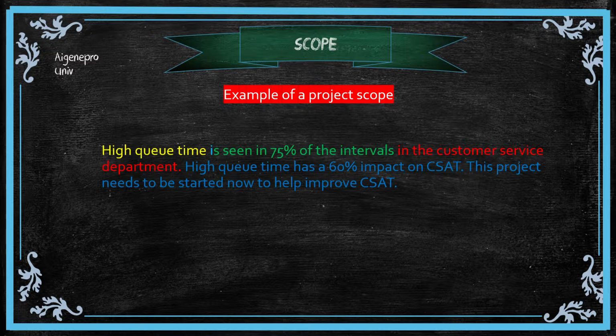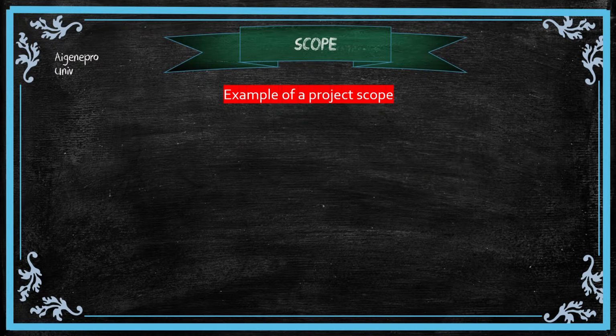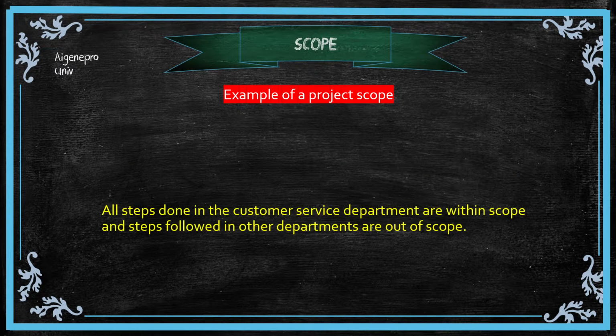This statement has the client VOC, a properly defined defect along with the department in which, at this stage, we understand that the defect is. Hence, we can, at this stage, define the scope as, all steps done in the customer service department are within scope and steps followed in other departments are out of scope. As the project progresses, we might have to revisit, change or refine this scope.